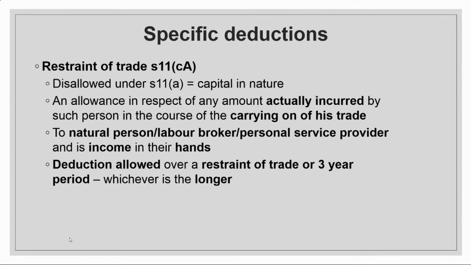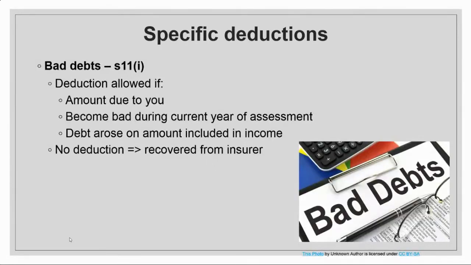So if the restraint of trade period is, for example, only 2 years, this amount would be calculated over 3 years and not 2. If the restraint of trade is, for example, 5 years, then we would use the 5 years instead of the 3 years. Okay, so that's just what you need to remember. Restraint of trade payment, the longer of 3 years or the restraint of trade period. Whichever is the longer you will use for your deduction.